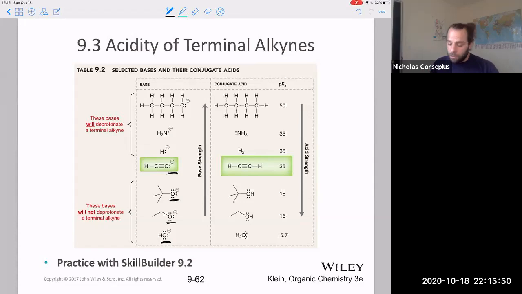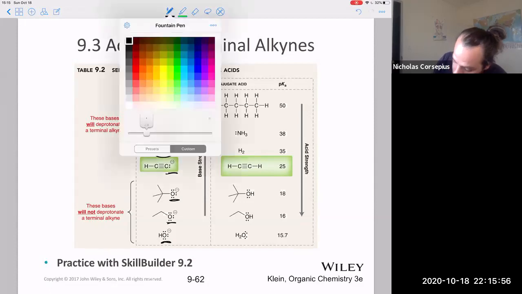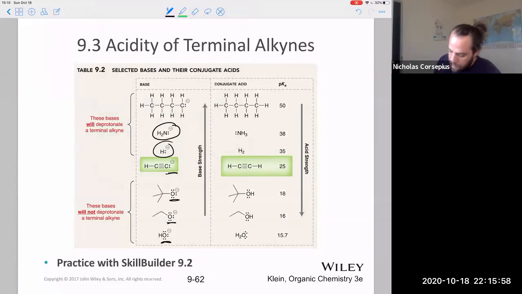So instead, we got to use something like the amide ion. This is the most common one. You could also use this as a hydride. This is commonly found in something like sodium hydride, right? So NaH, where that hydrogen actually has both electrons associated with it. That can also be used to deprotonate an alkyne, a terminal alkyne.